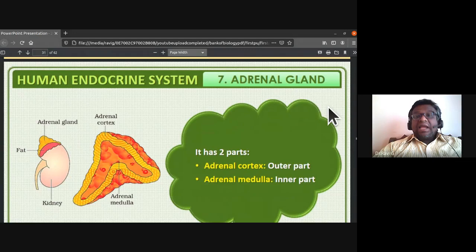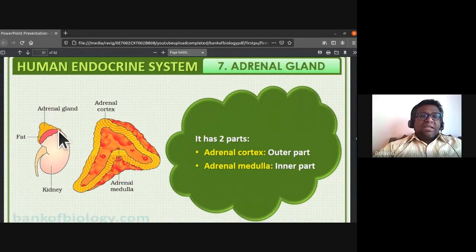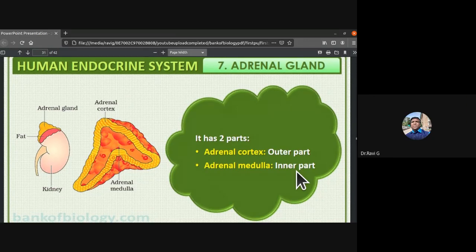Now the adrenal gland. As the name indicates, it is the adrenal gland, found above the kidneys. You also notice the fat bodies. The adrenal gland has two parts: the adrenal cortex, which is the outer part, and the adrenal medulla, which is the inner part of it. So remember these two zones within the adrenal gland.